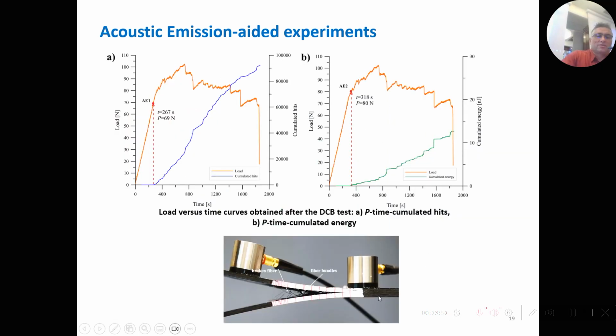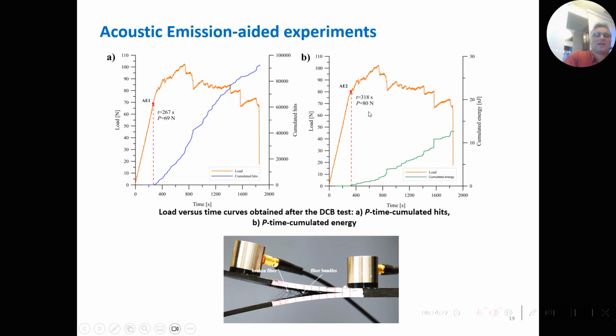In the next two slides, you have other examples, and again, when, for example, cumulative hits start to grow, a hit is just one event of acoustic emission. There is the beginning, and this is the value of the load, for example, 69 newtons, that we take to calculate G1C. And in another plot, we can use cumulative energy. Again, when the energy starts to grow up, there is some force, for example, P equal 80.